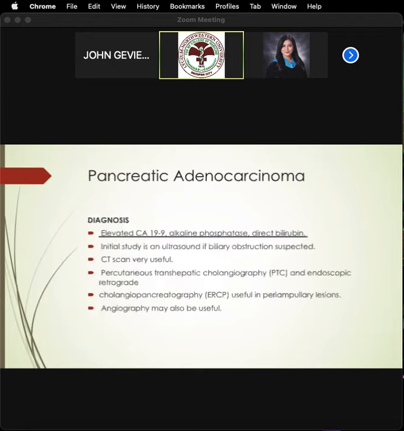Okay, diagnosis. Tumor marker, okay. Elevated CA19-9, elevated alkaline phosphatase, and direct bilirubin due to obstruction. If your patient is already jaundiced, you can request for ultrasound. But in my practice, I go right away with CT scan. Okay, the proper CT scan request is triphasic CT scan of the abdomen, pancreatic protocol. Then you can also request for PTC or endoscopic cholangiopancreatography or ERCP.